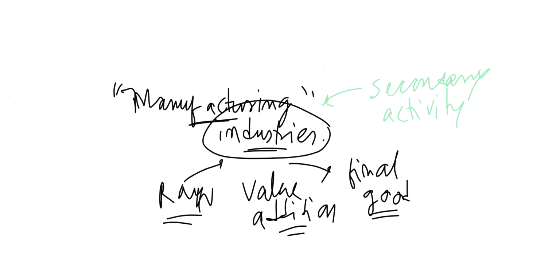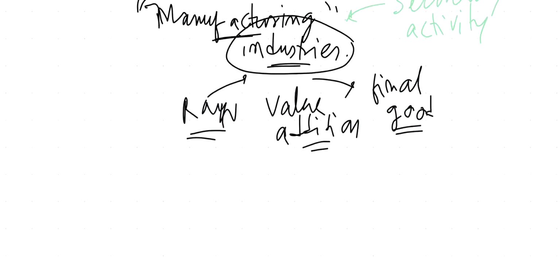Now, let's see what our NCERT is telling. Production of goods in large quantity, processing from raw materials to more valuable products is called manufacturing. So, what is manufacturing?